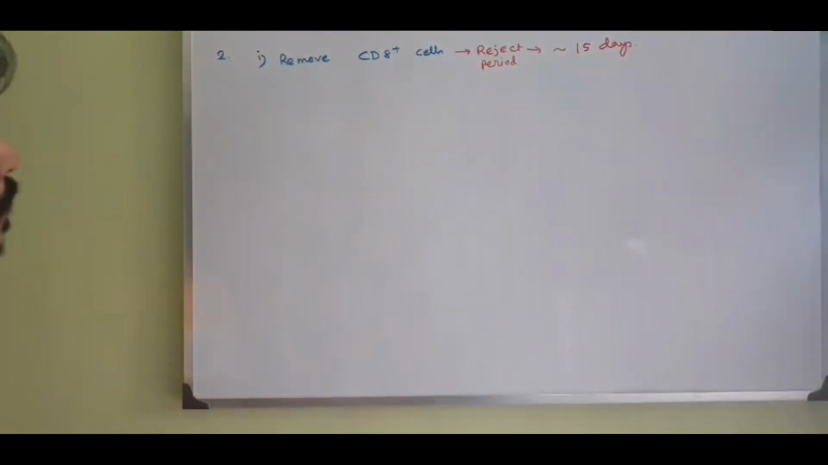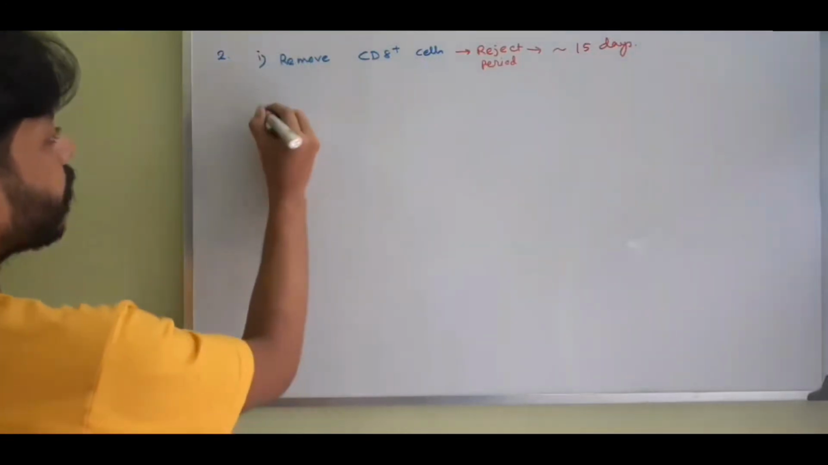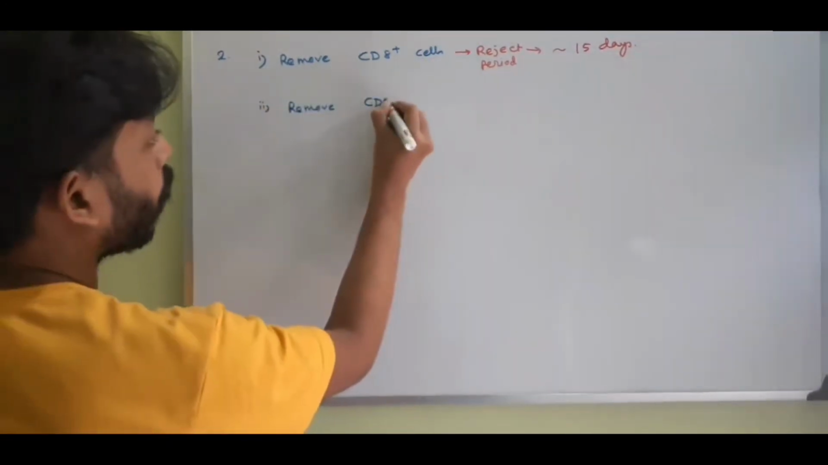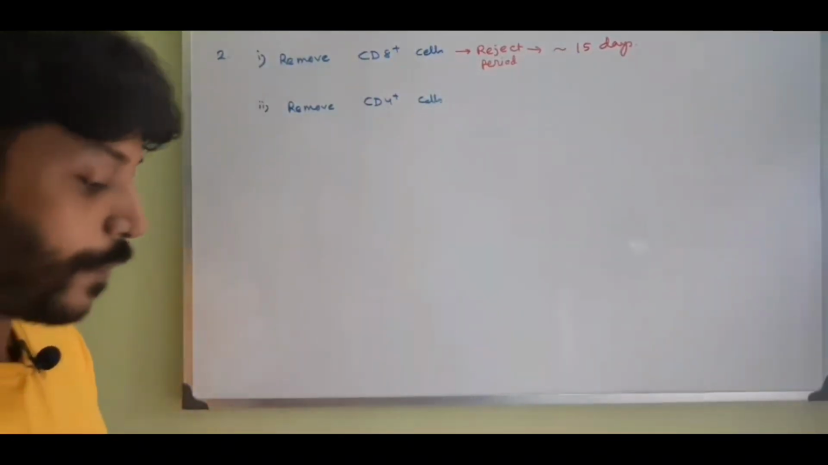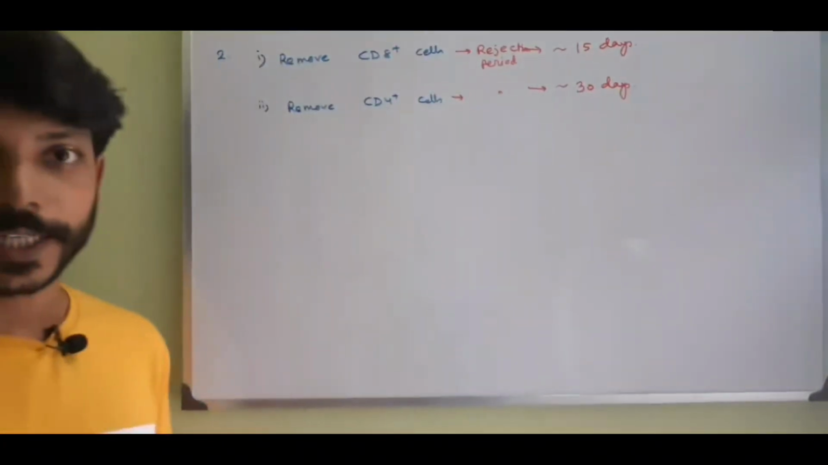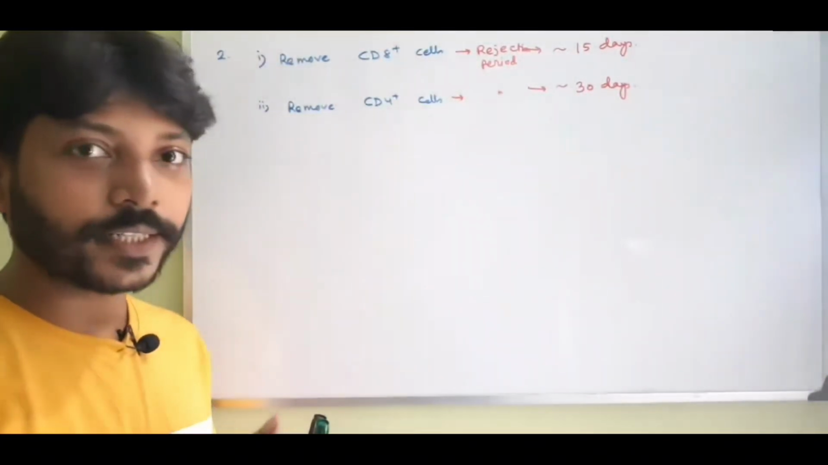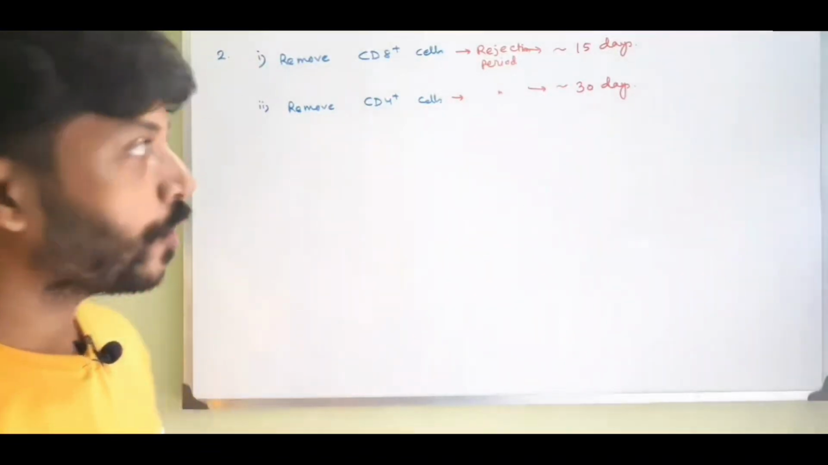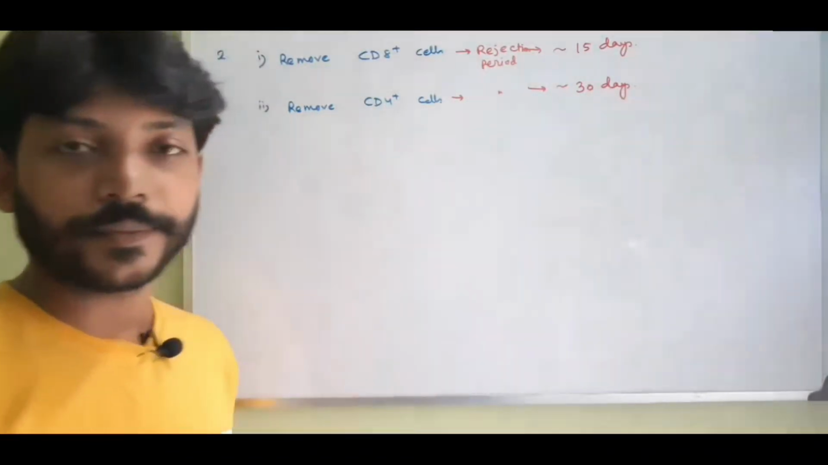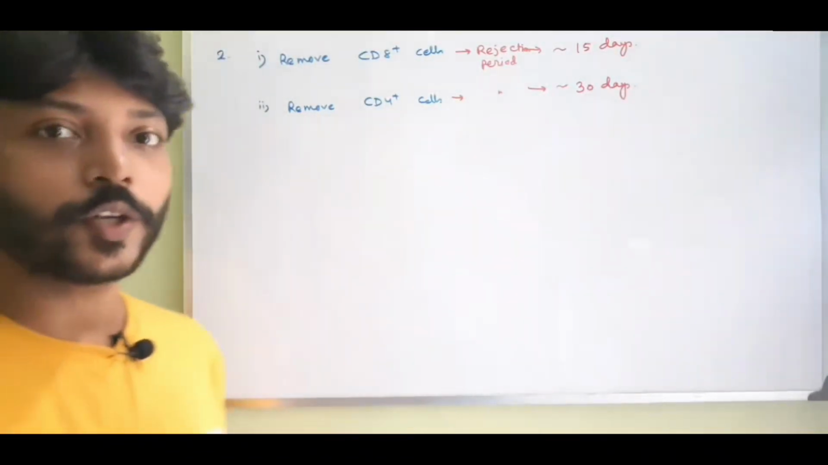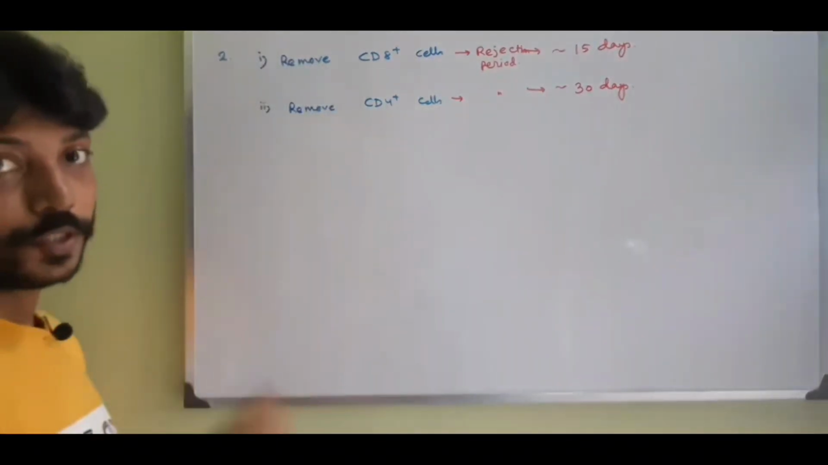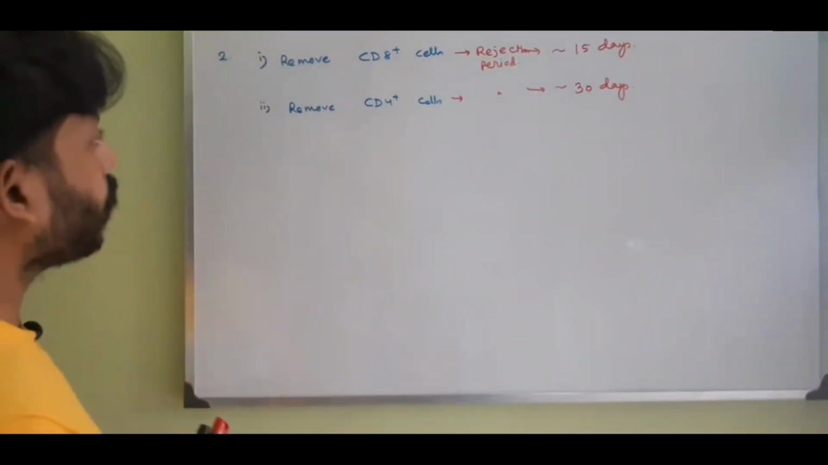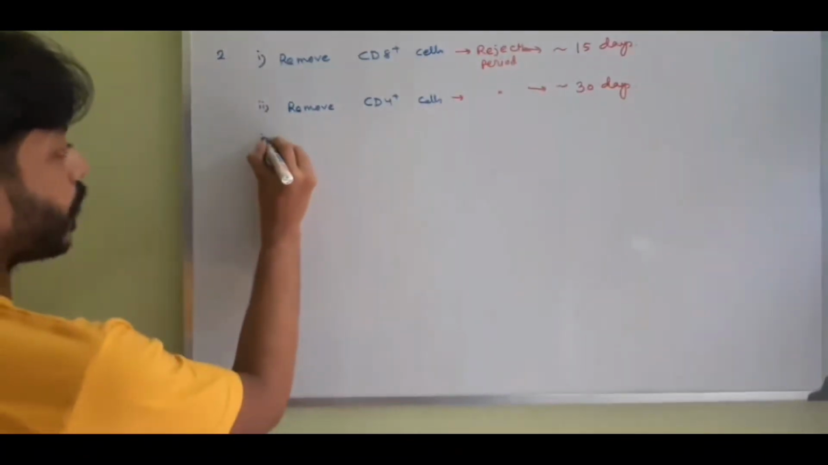Now scientists performed another thing: they removed CD4 positive cells, and wanted to know what happens. After removal of CD4 cells, they found the tissue rejection actually slowed down. The period was 30 days. So the mice take 30 days to reject. So there is a very important role of CD4 cells.